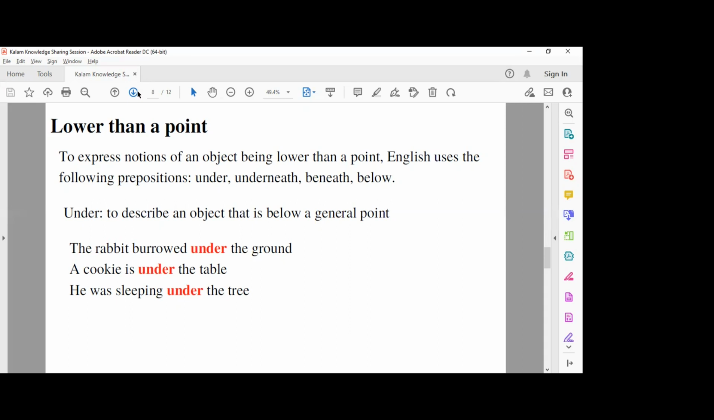Next one is a cookie is under the table. It is also a general situation. We can see the cookie, so in that case we have to use under. Next one is he was sleeping under the tree. We are not mentioning anything specific, we are generally using the tree. He is sleeping under the tree. It is a general point. So here we can use under.